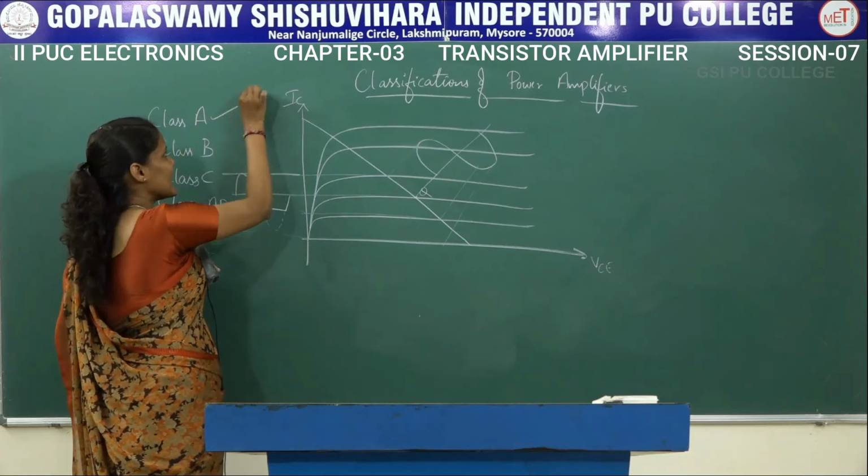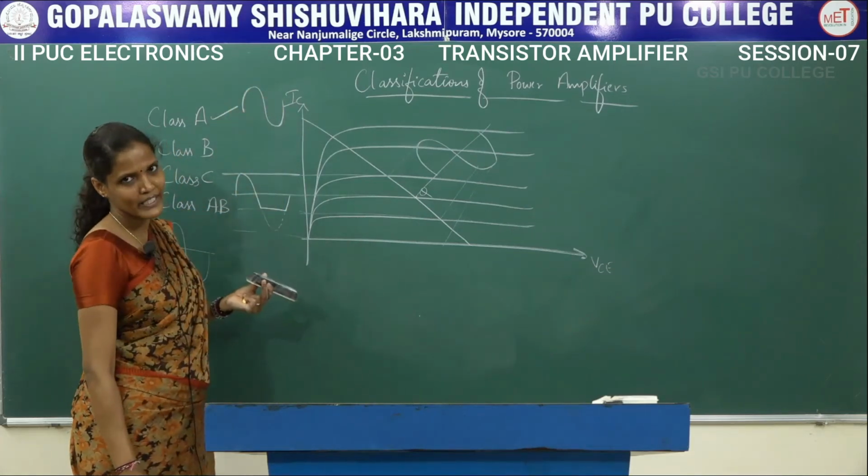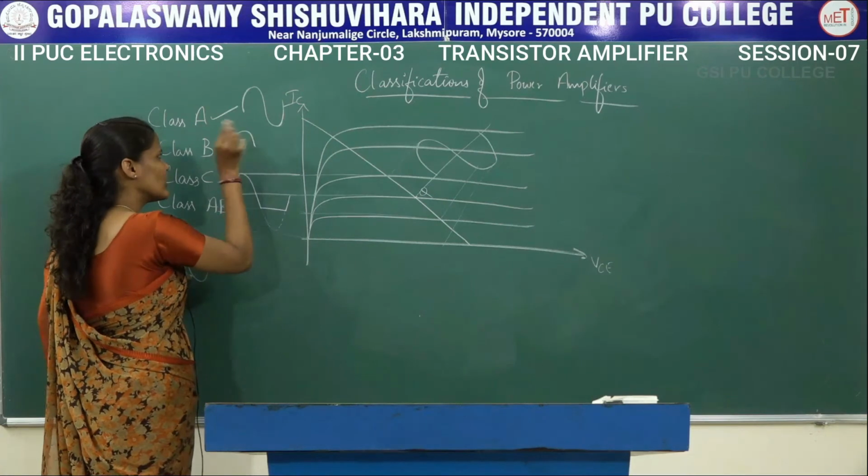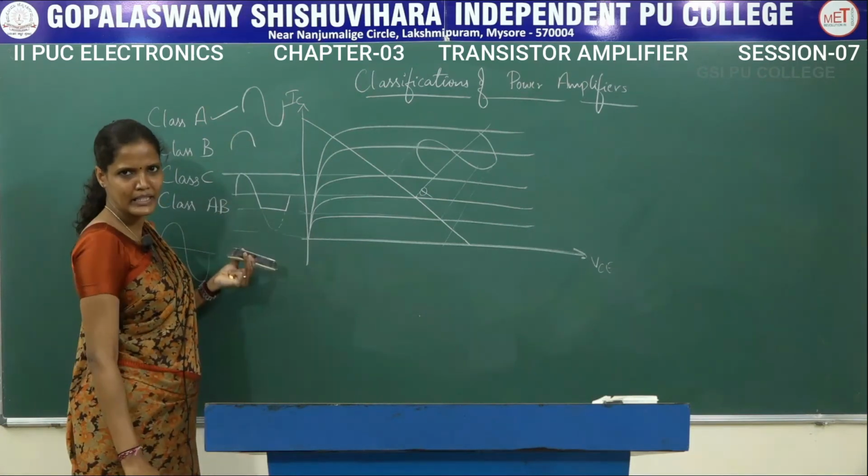In class A, the entire input cycle will be appearing at the output. In class B, only half of the cycle will be appearing at the output.